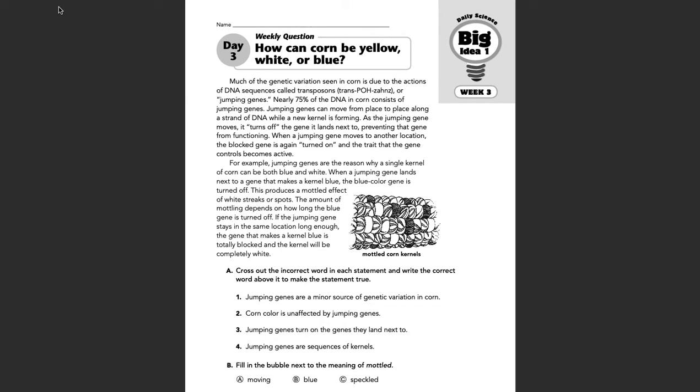gene controls becomes active. For example, jumping genes are the reason why a single kernel of corn can be both blue and white. When a jumping gene lands next to a gene that makes a kernel blue, the blue-colored gene is turned off. This produces a mottled effect of white streaks or spots. The amount of mottling depends on how long the blue gene is turned off. If the jumping gene stays in the same location long enough, the gene that makes a kernel blue is totally blocked and the kernel will be completely white.